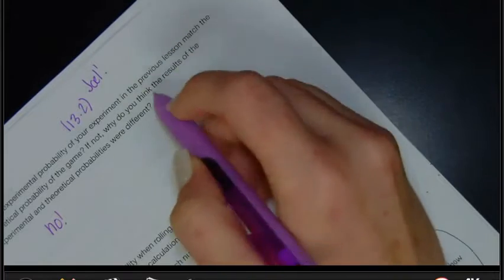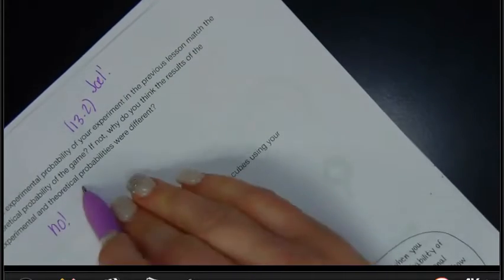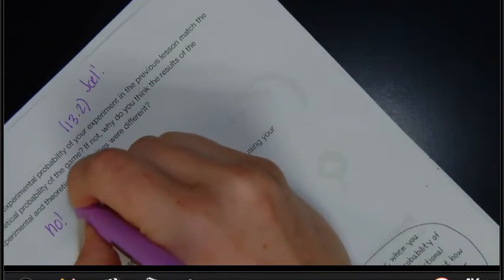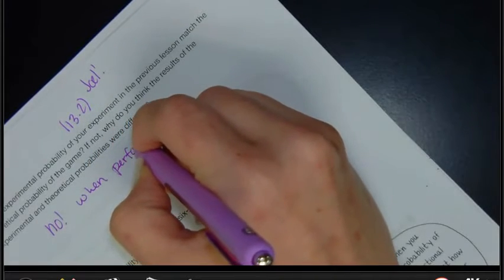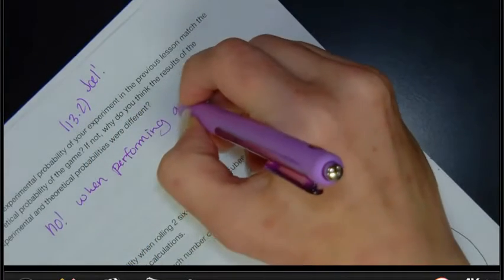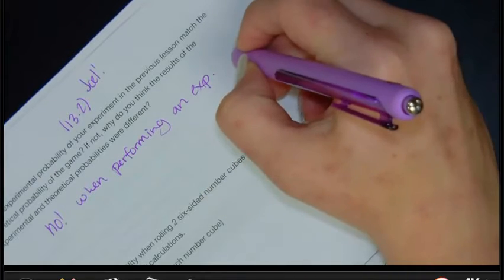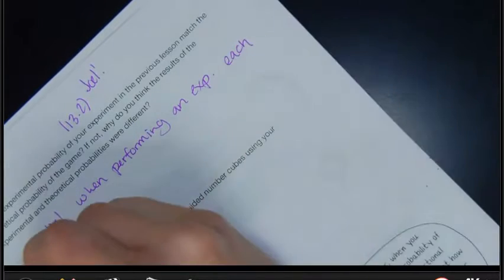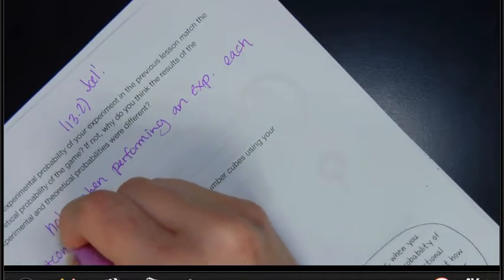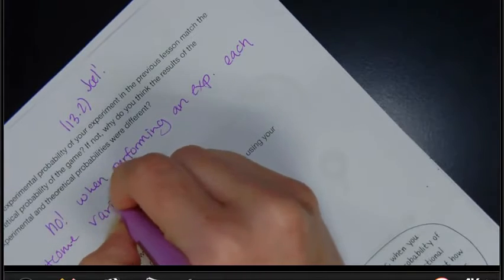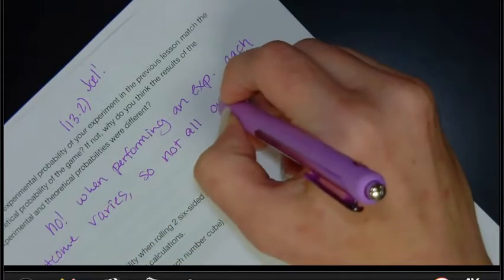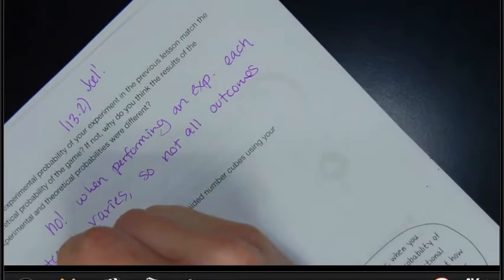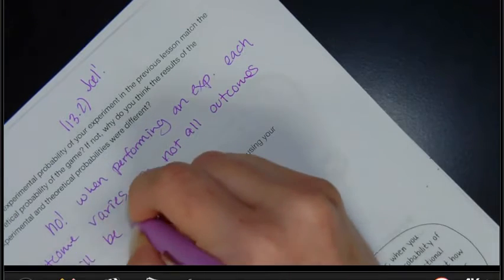Did it match? No. And it says, why do you think the results of the experiment and theoretical probability were different? And this is because when performing an experiment, I'm going to abbreviate here, each outcome varies, so not all outcomes will be the same.